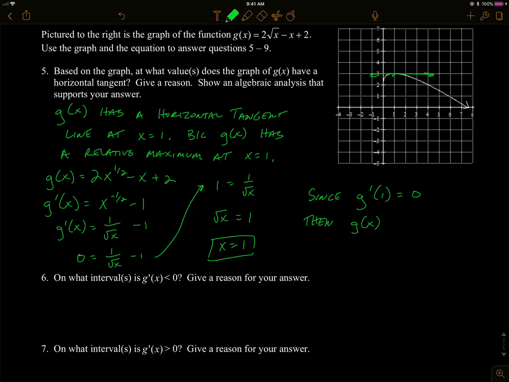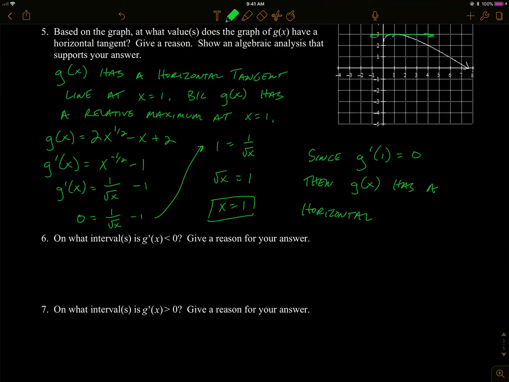g of x has a horizontal tangent line at x equals 1.